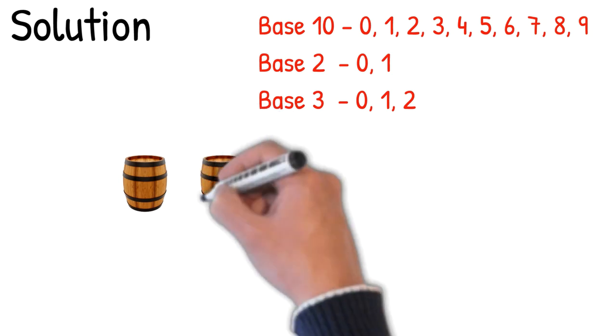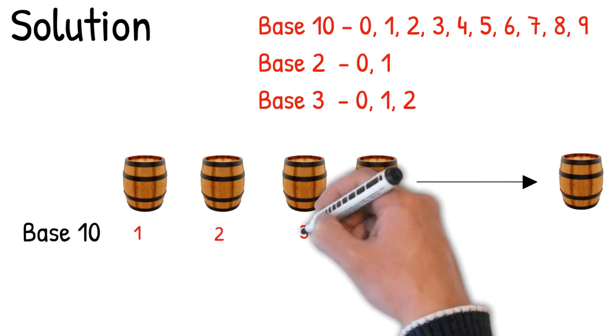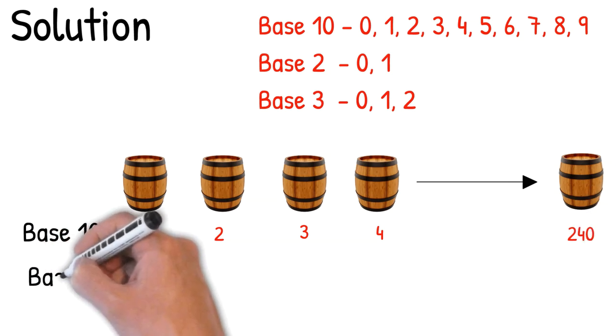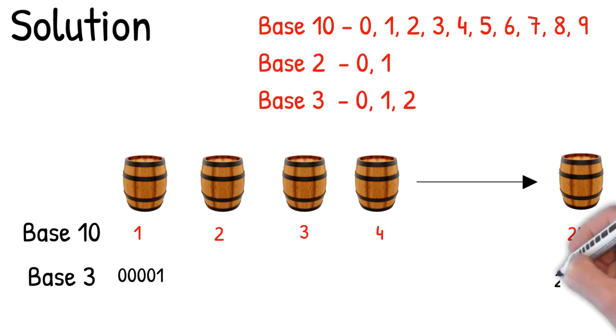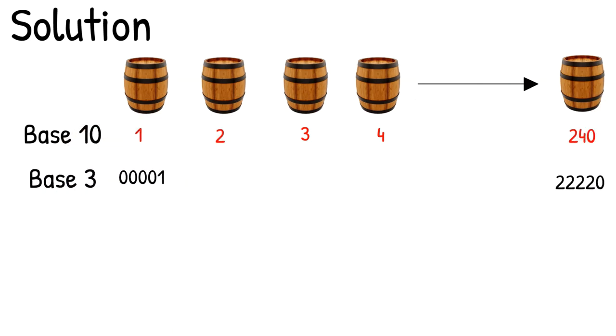Let the barrels be numbered from 1 to 240. This is represented in base 10. And the same number can be represented in base 3 from 00001 till 22220. Here the first number represents number 1, whereas second number represents 240. Hence there are 3 digits in ternary system corresponding to 3 outcomes in the given problem for each slave.